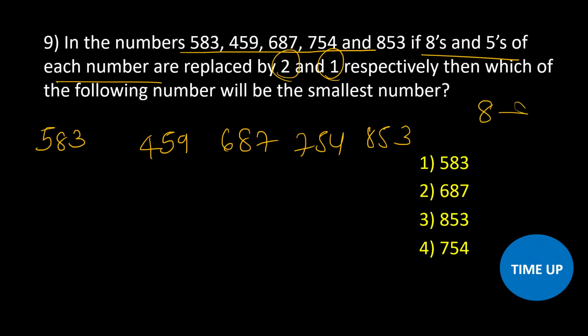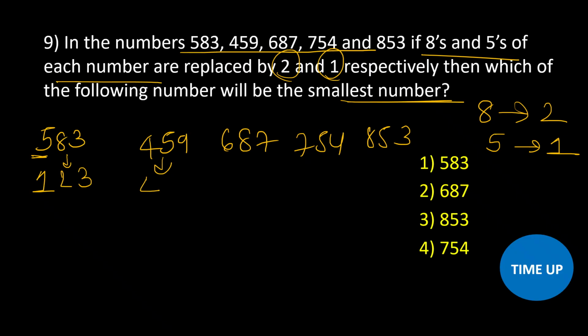So if there is 8, you need to replace it by 2. If there is 5, you need to replace it by 1. 5 is there, I'll replace it by 1. I want the smallest number. Okay. Here it will be 1, 2, 3. Next, 4 will remain as it is. 5 is replaced by 1, 9. Then 6, 2, 7. Here 7, 1, 4.